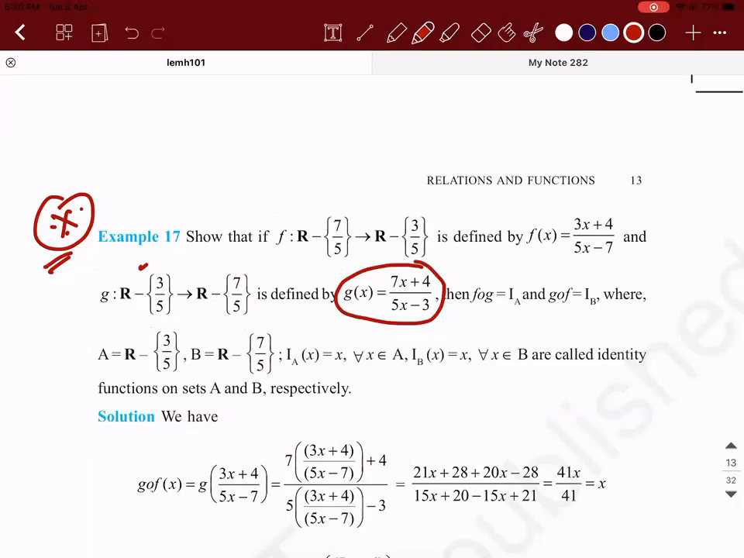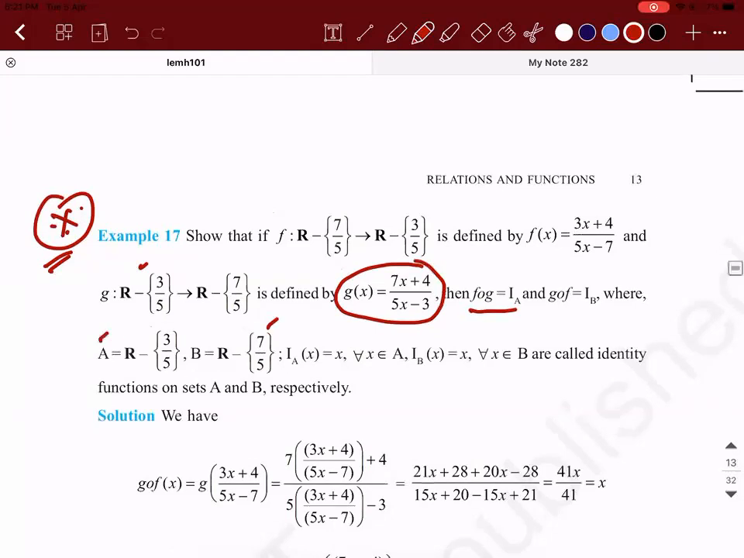Is the question clear till this step? Now what are they asking? Then f circle g is equal to IA, where I is called an identity function, and g circle f is equal to IB, where A is equal to R minus 3 by 5 and B is equal to R minus 7 by 5. This A and B is what they are trying to talk about.